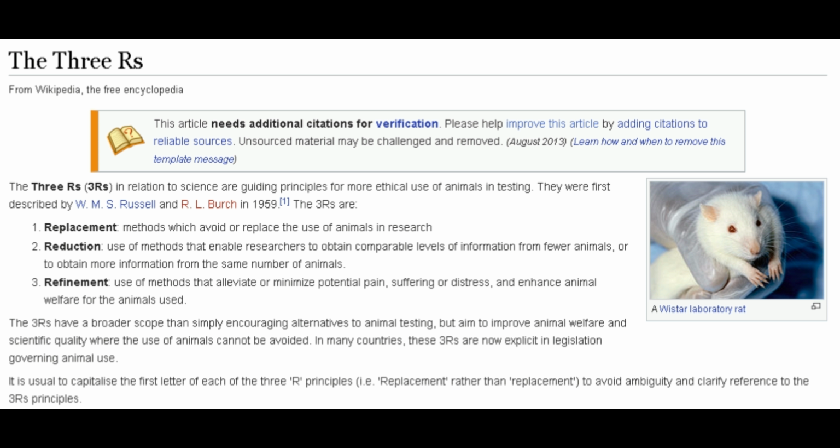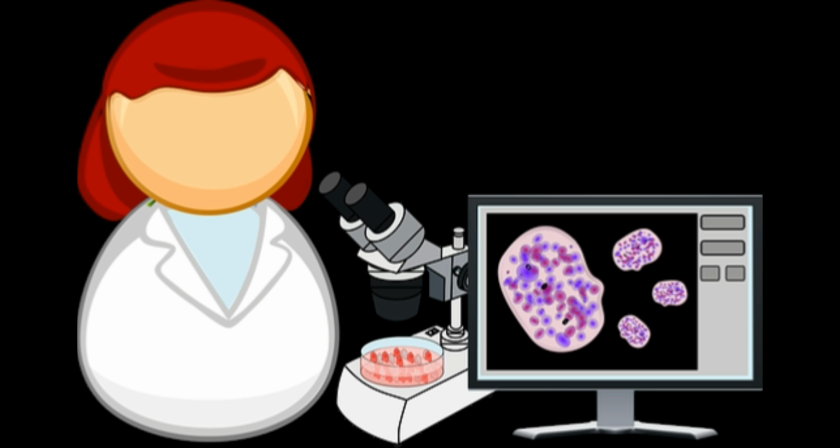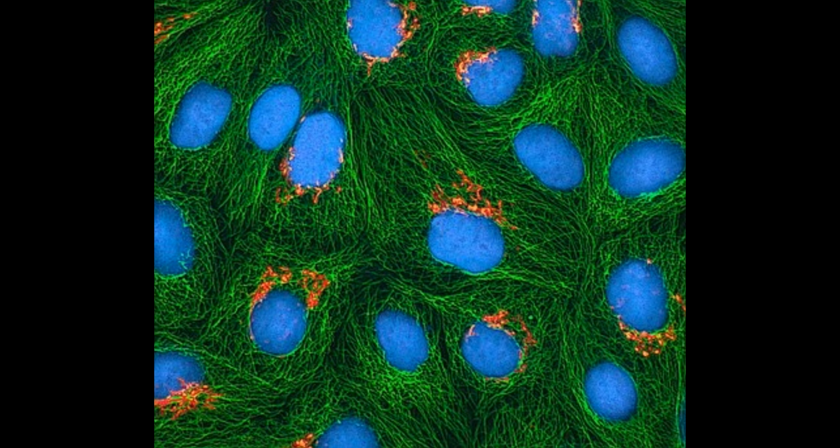The first of these are the 3 R's. And the first of the 3 R's are replacement. This includes cell culture, like that described in an attempt to circumvent the need for animals earlier. Cell culture is used to assess several areas.